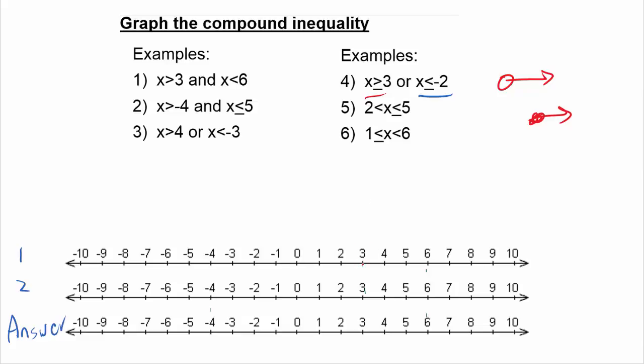So we got x is greater than or equal to 3. That would be this line. We've got x is less than or equal to -2. That would be going to the left.